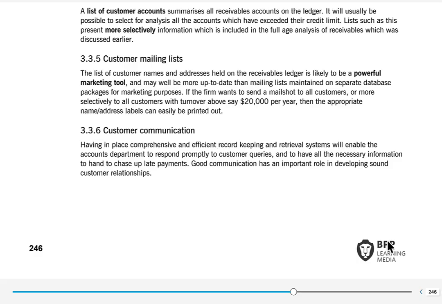Reason 4, it protects customer relationships. Professional communication helps the business collect money without damaging long-term customer relationships. Credit control must be firm, but also respectful. Your goal is payment plus continued business, not arguments.